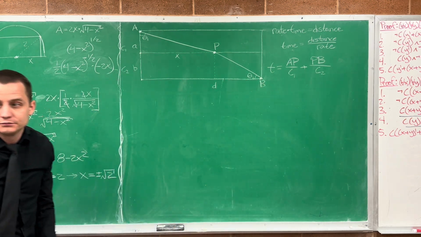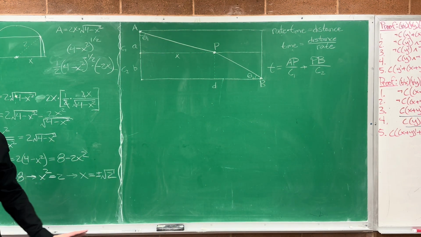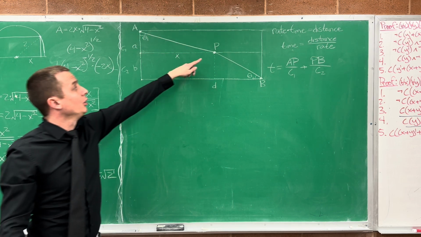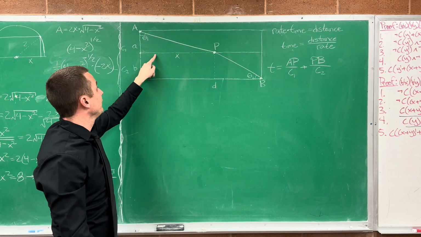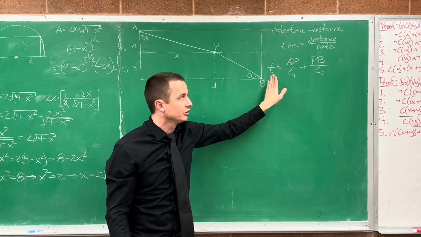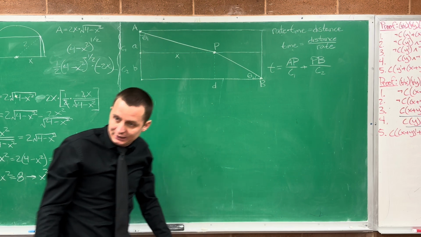Well, no, this is just your time in general. That's the total time. We don't know where this P shows up. This P could be right here, this P could be right here. We're trying to figure out where we should put the P to minimize your time. So that's what we're going to be minimizing.